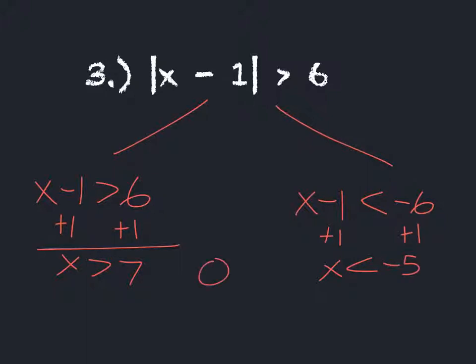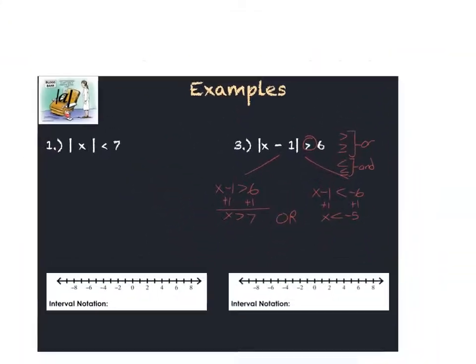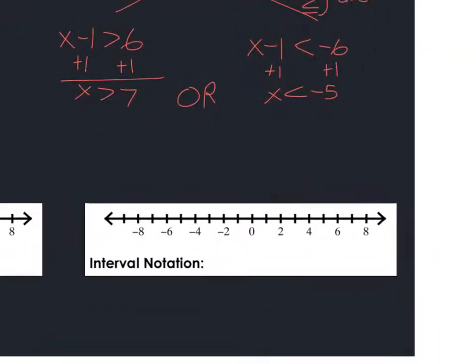And this would be an or compound inequality. In fact, you might want to write this down in your notes. Anytime your original inequality has a greater than or equal to sign, and the absolute value bars are isolated, then it's going to be an or compound inequality. Whereas anytime it's less than or equal to, and the absolute value bars are isolated, then it'll be an and compound inequality.